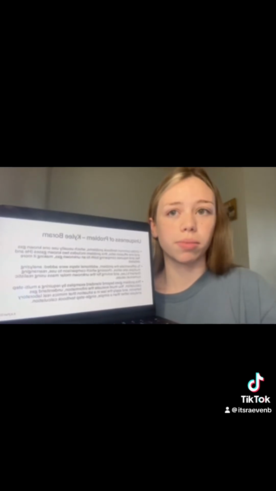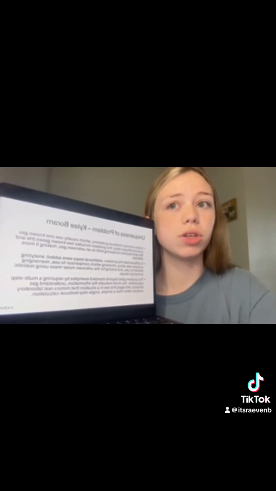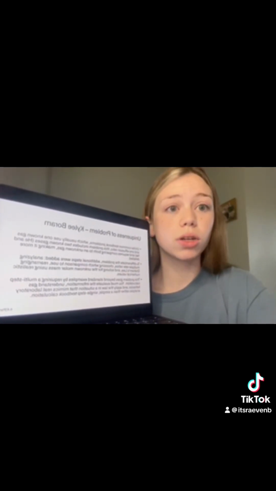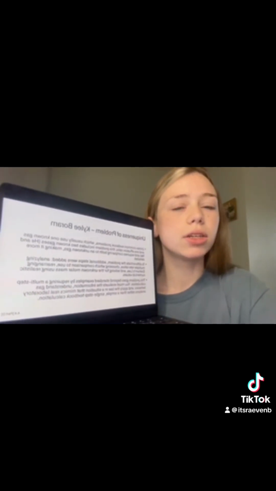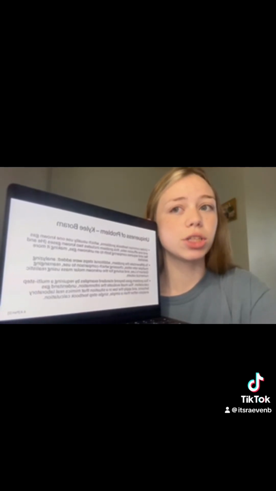Uniqueness of the problem. Unlike common textbook problems, which usually use one known gas and one effusion rate, this problem includes two known gases, comparing both to an unknown gas, making it more detailed. To differentiate the problem, additional steps were added: analyzing multiple rate ratios, choosing which comparison to use, and rearranging Graham's law.